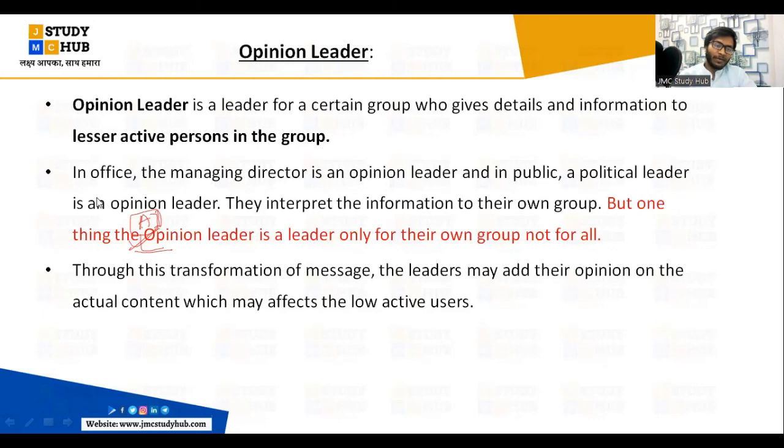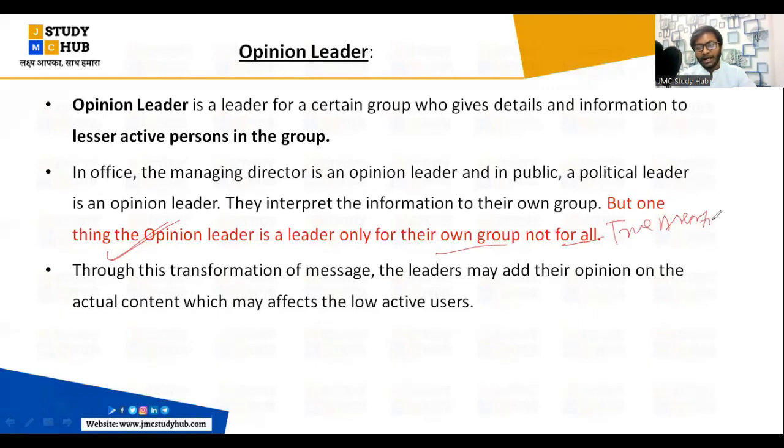So assertion will be true. Yes, very good. It means you are paying attention. So please note it down that it is very important. Question कहीं से नहीं आता, यही से आता है. Opinion leader is a leader only for their own group, not for all. So this is the true assertion.